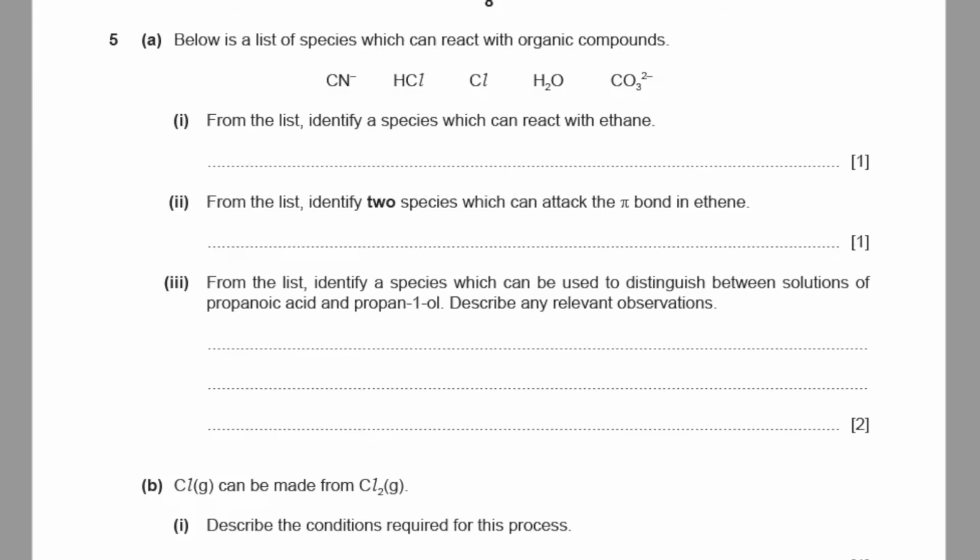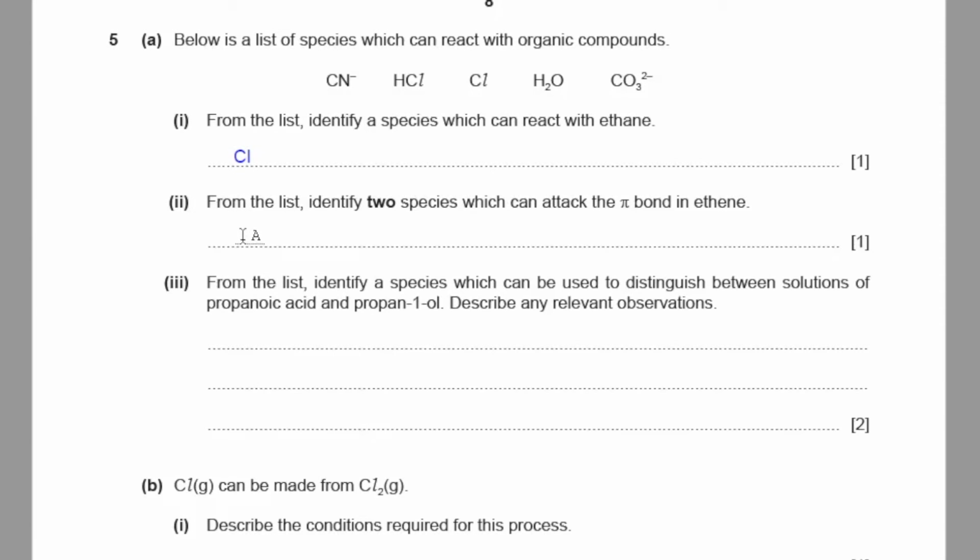Question number 5, part A. Below is a list of species which can react with organic compounds. There is a cyanide ion, hydrochloric acid, a single chlorine atom, water, and then carbonate ion. Part 1, from the list, identify a species which can react with ethane. Okay, so with ethane, we can react this standalone chlorine atom, because it actually means that it's a chlorine radical. So with ethane, this chlorine radical can definitely react.